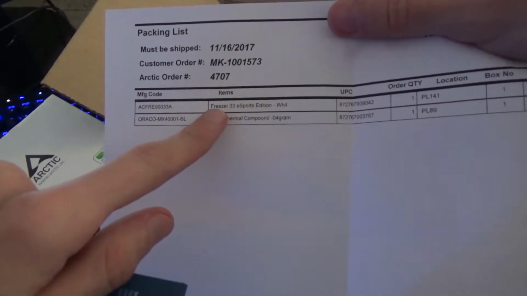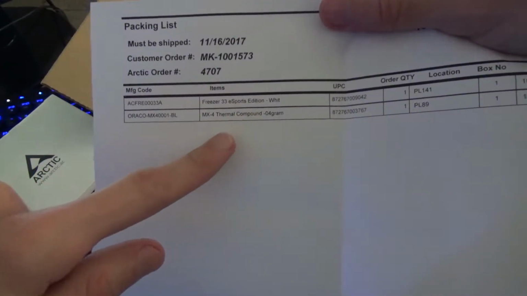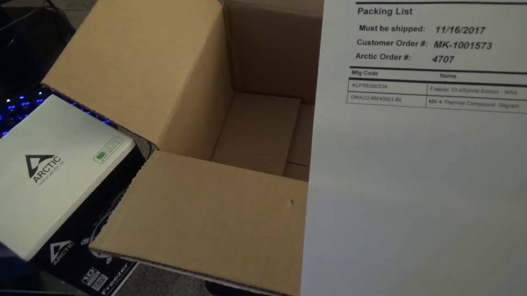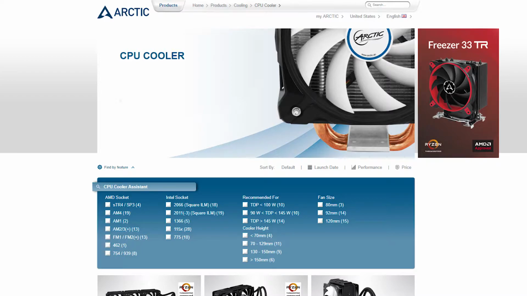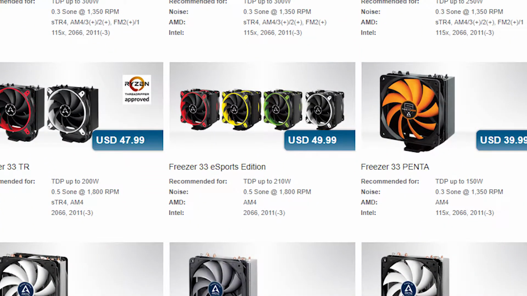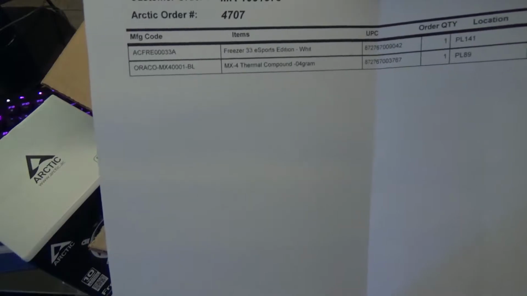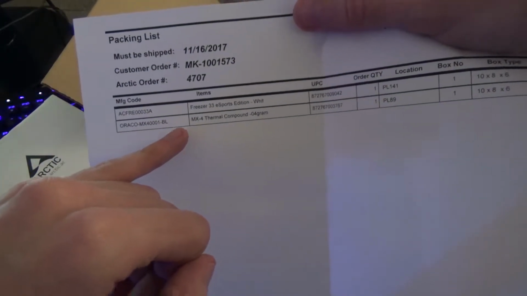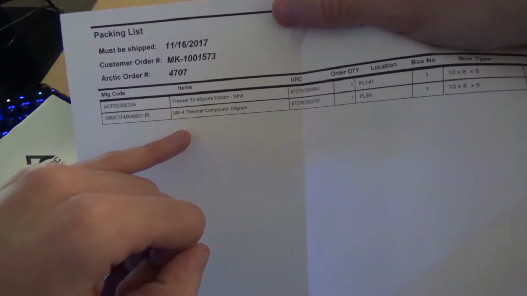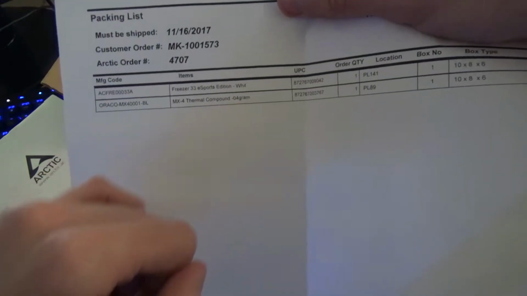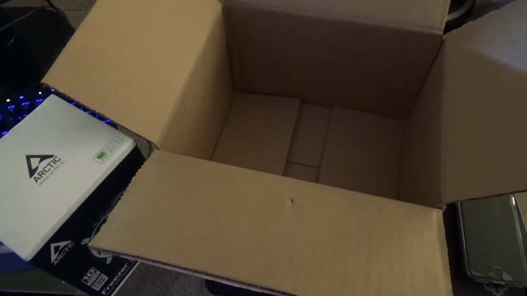They've sent me the Freezer 33 eSports Edition in white because they asked what color I wanted. On their website they have green, yellow, red, and white. For some reason they don't have blue to match my build, but white's the most color neutral one of those. And they also sent me some thermal compound. It's 4 grams. That's very nice.